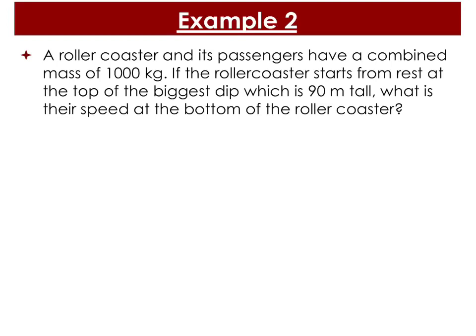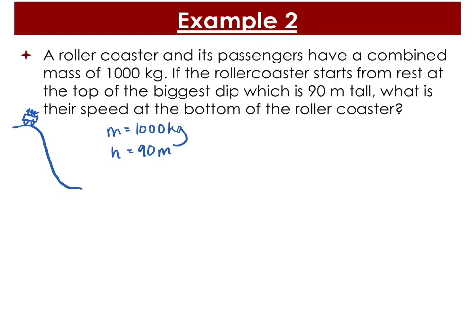So now we have a roller coaster and its passengers, and it has a combined mass of 1,000 kilograms. Okay. So the roller coaster starts from rest at the top of the biggest dip. So remember, you have a roller coaster and it's going to go like that. So they're at the top here, cute little roller coaster car, people with their hands up, ready to go down this roller coaster. Okay, so starting from rest at the top of the biggest dip, it's 90 meters tall. So that's our height right there.